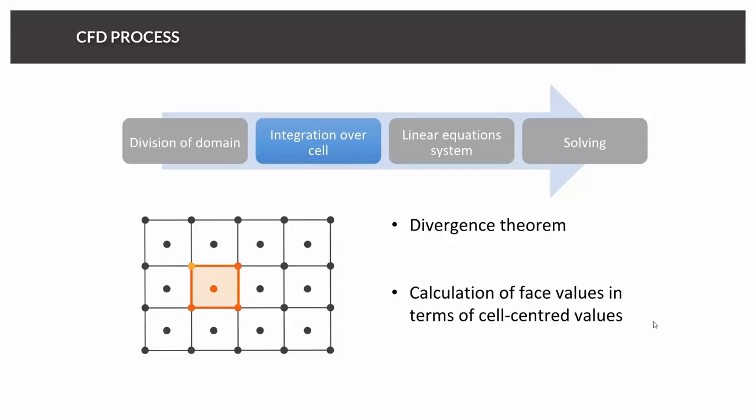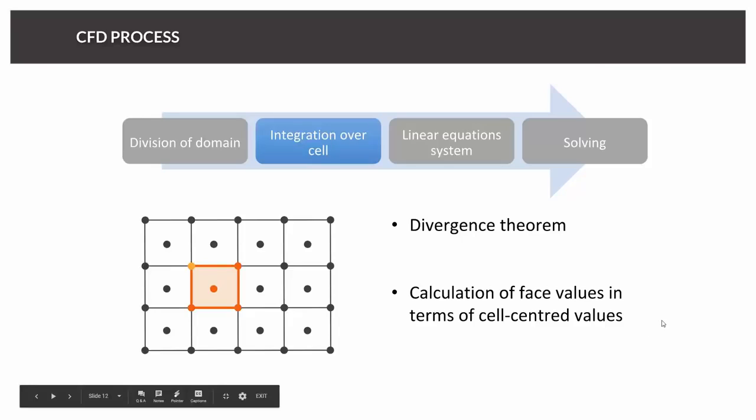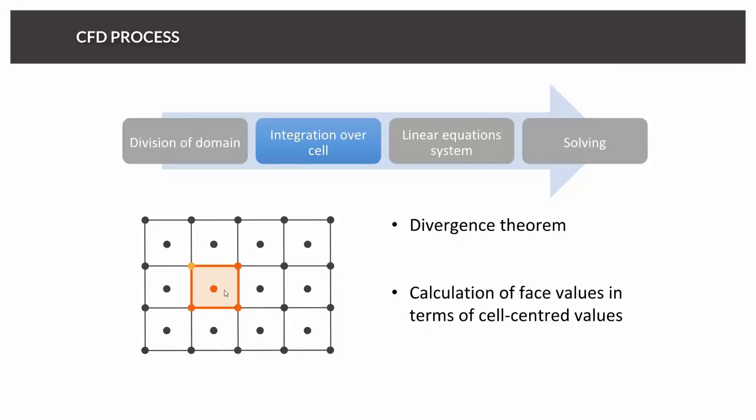Some of you who have studied electrical engineering may also know it, because it's also very important for the Maxwell equations. In the end, this divergence theorem, or Gauss theorem, says nothing more or less than that there is a defined relationship between what is happening inside a closed domain and what is happening at its boundaries. It allows us to calculate face values in terms of cell-centered values. The cell-centered value represents everything inside the cell, while the faces just represent the mass flux through the boundary.